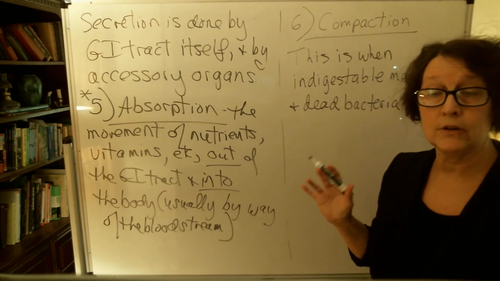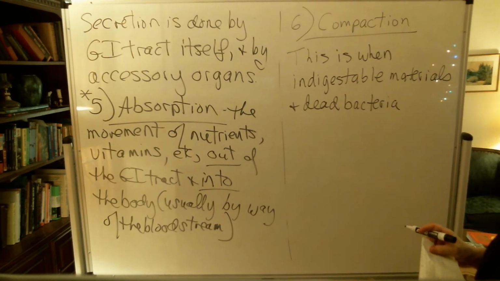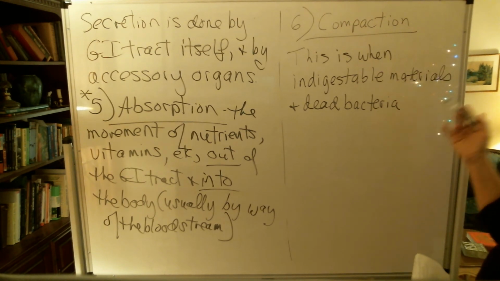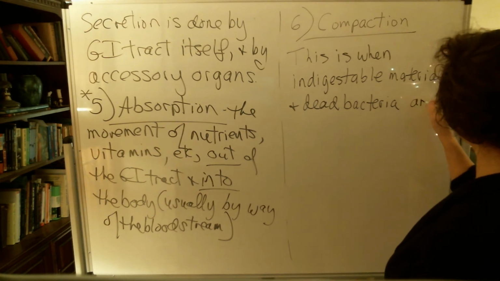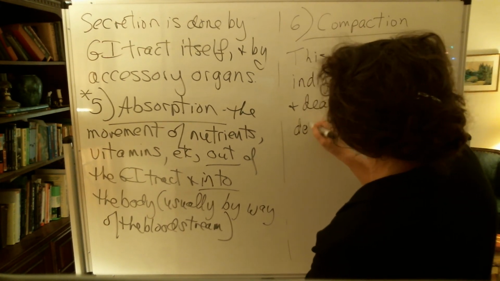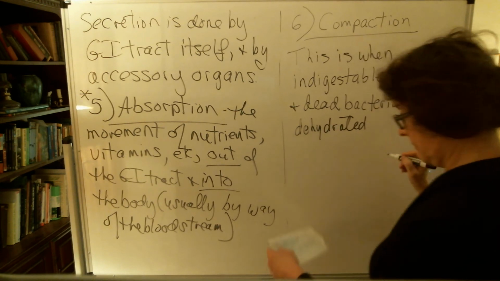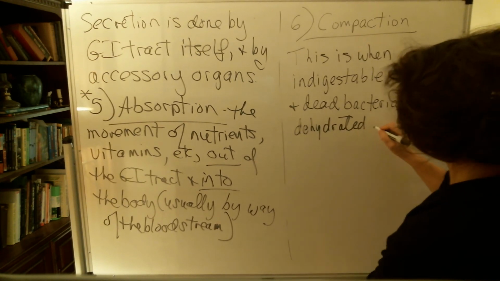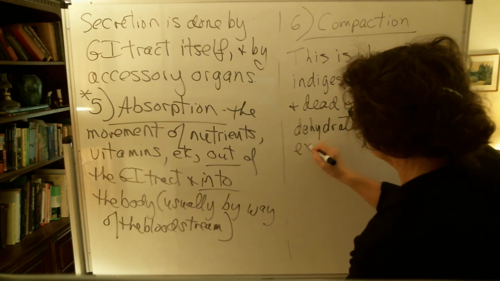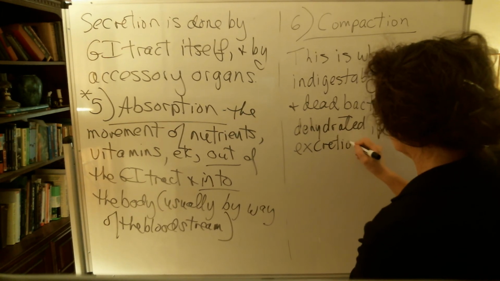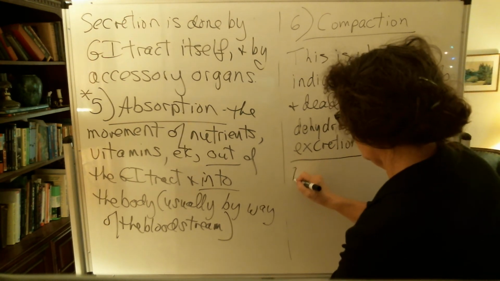We have lots of bacteria in our large intestine. Eventually they die, so they move out too. So eventually we wind up in the process of compaction, taking the indigestible materials and the dead bacteria, and these then are dehydrated. That is to say, a lot of the water gets removed. And this happens then prior to excretion.